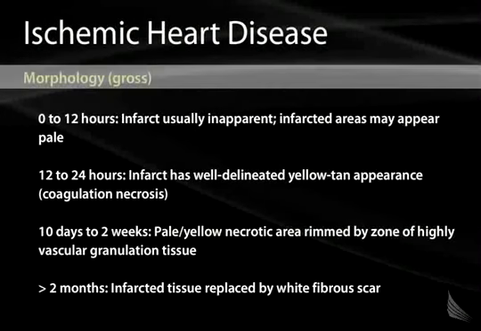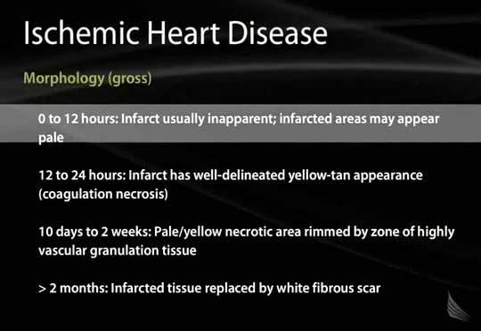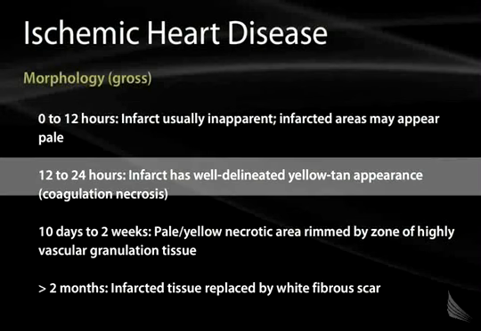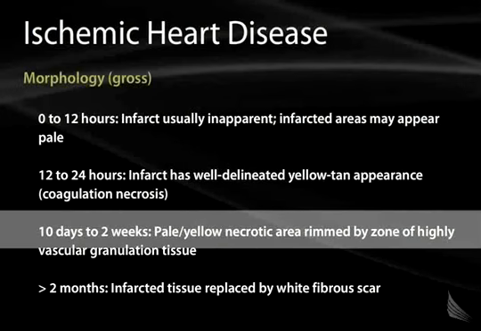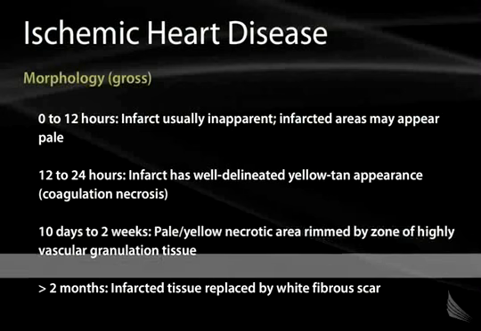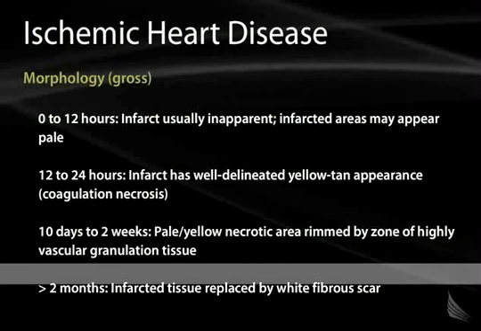On gross pathology, within 0 to 12 hours, the infarct is usually inapparent. The infarcted areas may appear somewhat pale. However, within 12 to 24 hours, the infarct has a well-delineated yellow-tan appearance. The coagulation necrosis has set in. At 10 days to 2 weeks, this pale yellow necrotic area is rimmed by a zone of highly vascular granulation tissue, and then after 2 months, the infarcted tissue is replaced by a white fibrous scar.